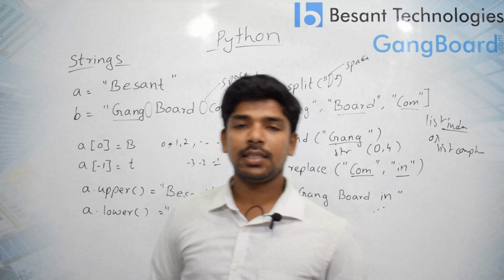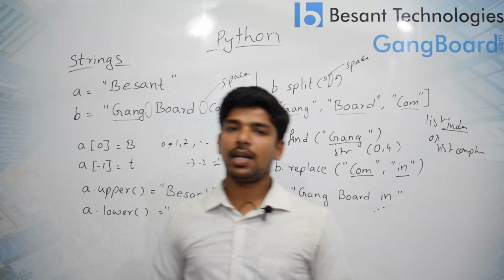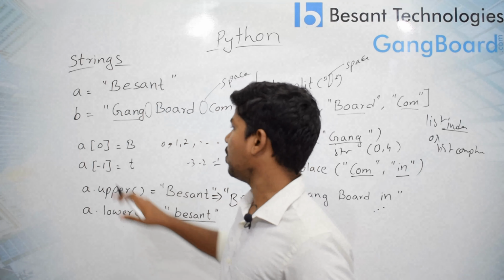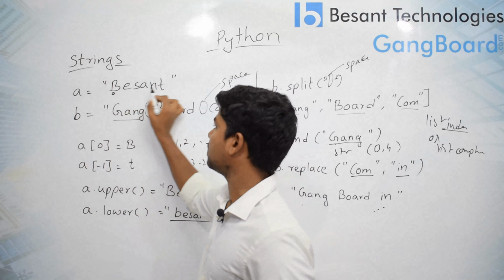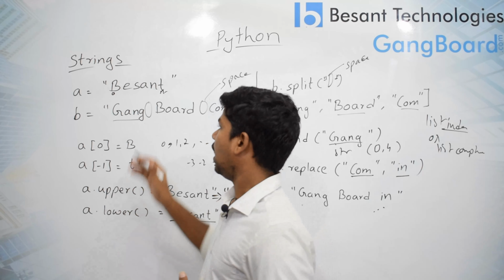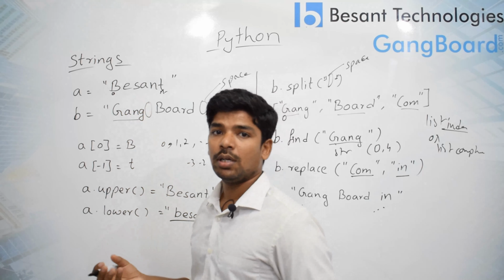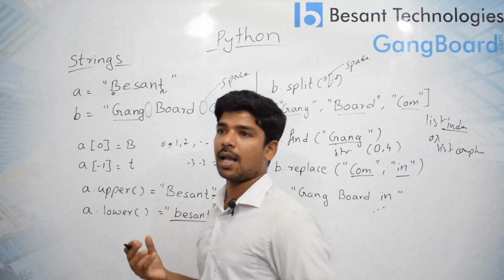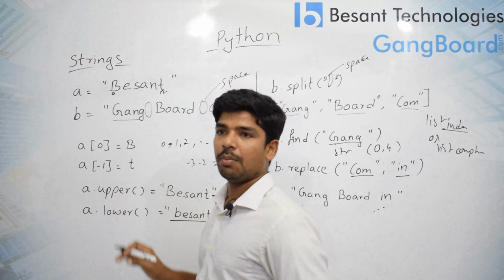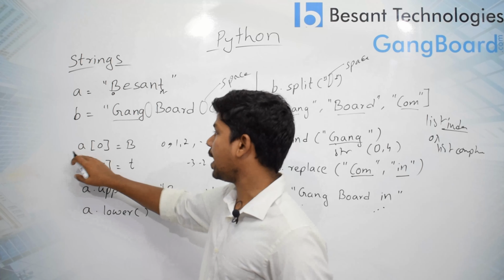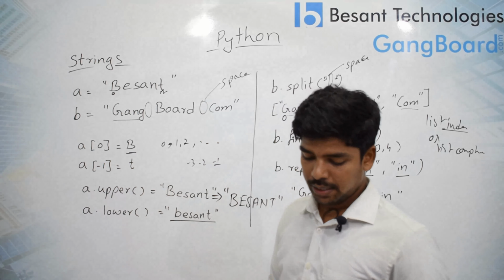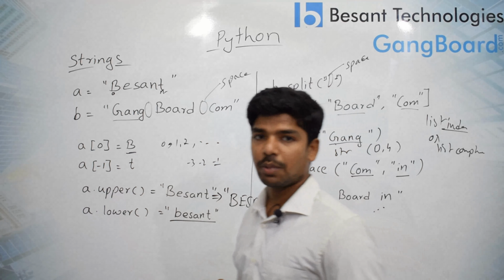Like a list or tuple, a string can also be accessed using its index. The first letter starts with 0 and the last letter ends with the sequence number n. So let us take Besant and try to call the first index and the last index. Here A of 0 equals B. When I call A of 0, I get capital B, which is at the 0th position.